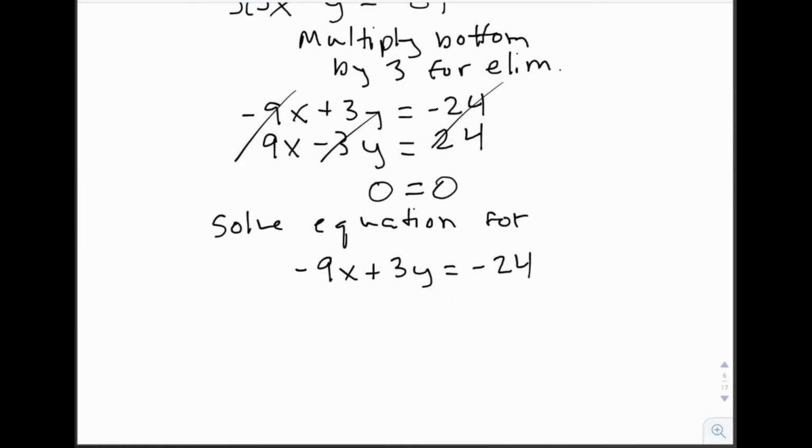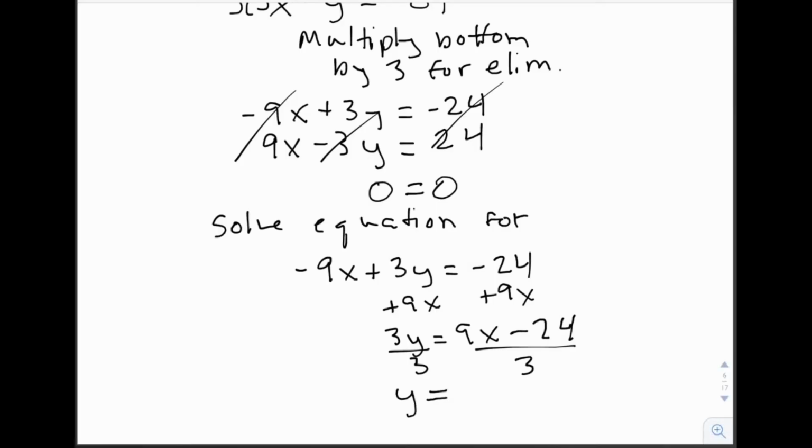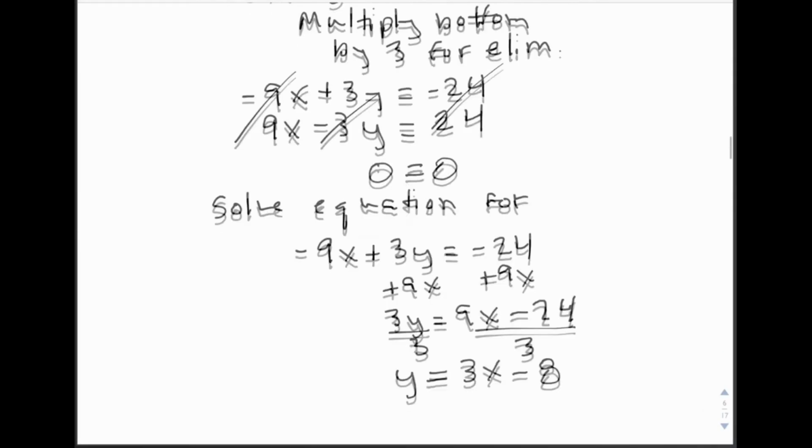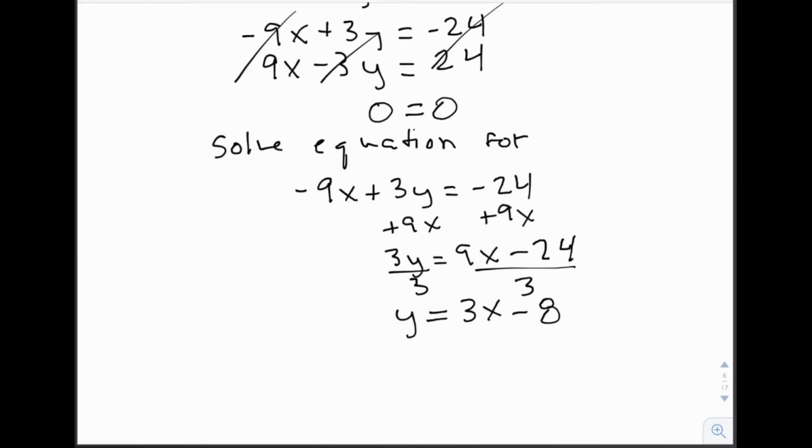In this case, we can add the 9x over to the right hand side, leaving us with 3y equal to a positive 9x minus 24, and divided by 3. That leaves us with the line y equal to 3x minus 8. We can use this for our final answer. Since we have an infinite number of solutions, the way that we can write this is: when we have x, our line of y is equal to 3x minus 8. So we can just write 3x minus 8 because that's equal to y.